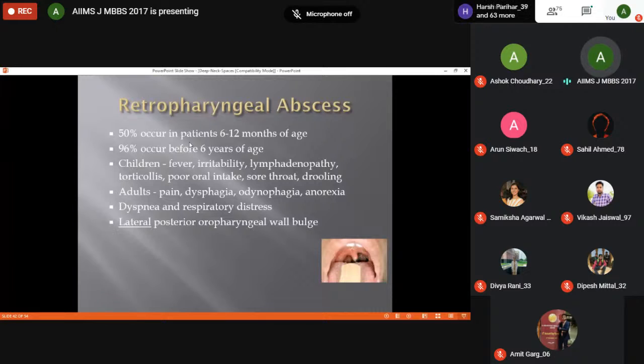About 50% of cases basically occur in children, and 96% occur before 6 years of age. In children, they may present with fever, irritability, lymphadenopathy, torticollis, poor oral intake, sore throat and drooling. In adults, it is pain, dysphagia, odynophagia, anorexia, dyspnea and respiratory distress. The lateral posterior oropharyngeal wall will be bulged. You can see in this picture.